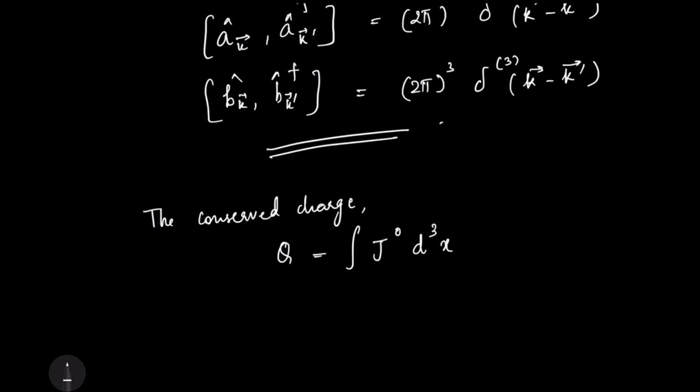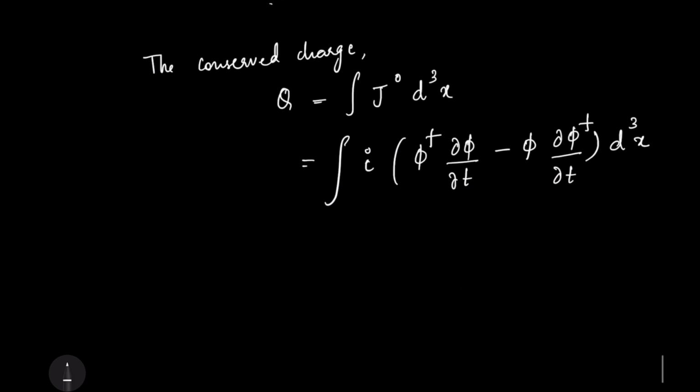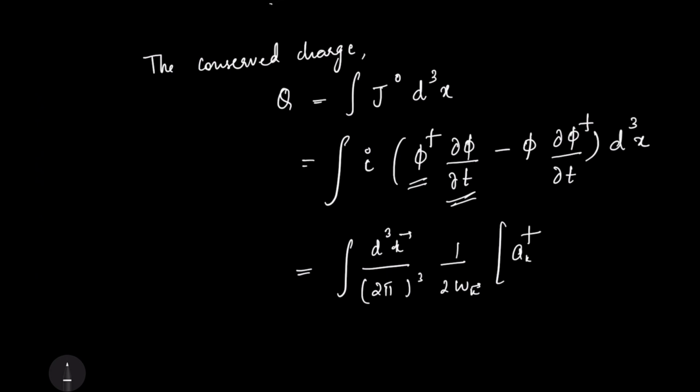So we know this. And what is J0 for a complex scalar field? For a complex scalar field, J0 will be i times phi dagger dou phi by dou t minus phi dou phi dagger by dou t. Right? This we have already seen. So when I substitute phi dagger and the time derivative of phi, and then integrate with respect to the space, the remaining thing will be integral d cube k by 2 pi cube 1 by 2 omega k, then ak dagger ak minus bk dagger bk.